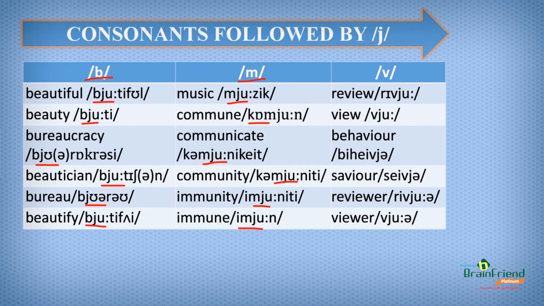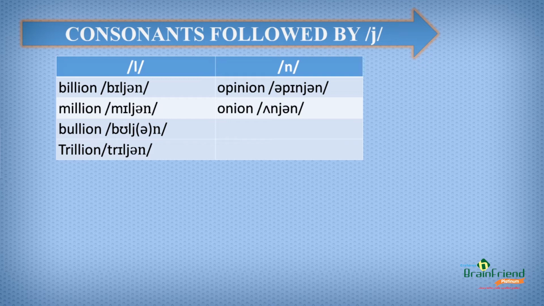Next, we have the V sound. We have words like review, view, behavior, savior, reviewer, and viewer. Also, for the L sound, we have billion, million, bullion, and trillion. Lastly, we have the N sound, words like opinion and onion.